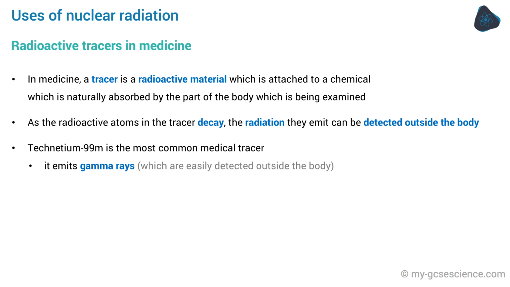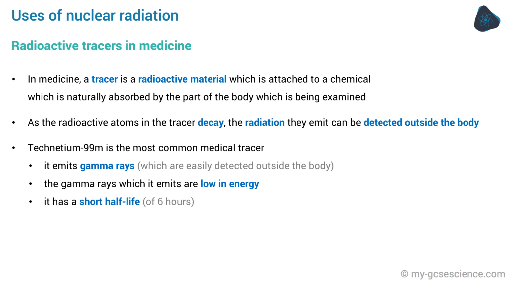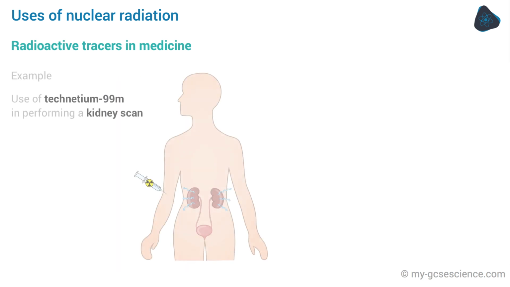These gamma rays are relatively low in energy and don't do too much damage to the body on their way out, and it has a short half-life of 6 hours, which means that it emits lots of gamma rays while a scan is being performed, but decays quickly, which minimises the risk of unnecessary prolonged exposure to the patient and to those around them. Here, technetium-99m is being used to investigate this person's kidneys.